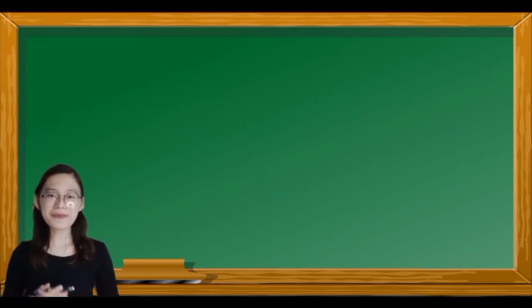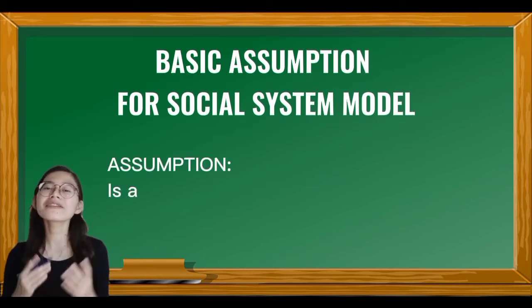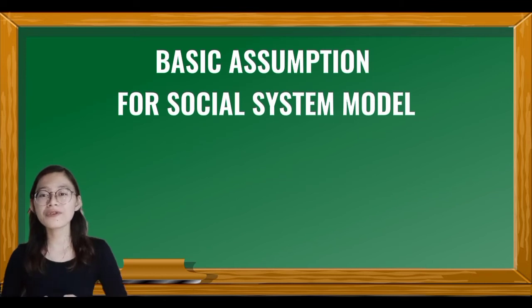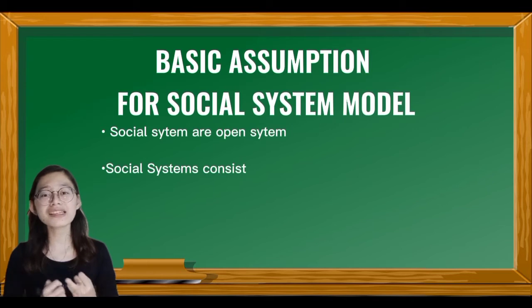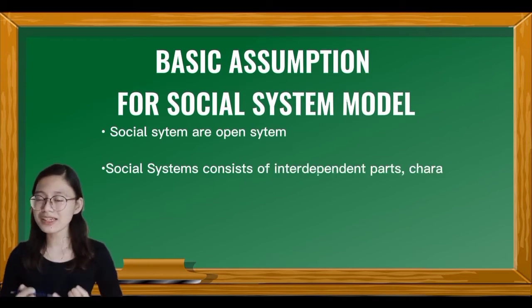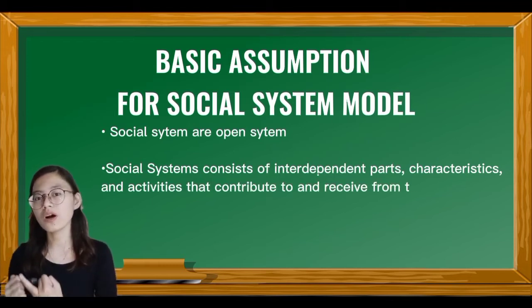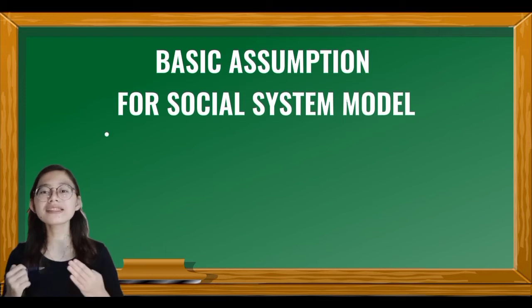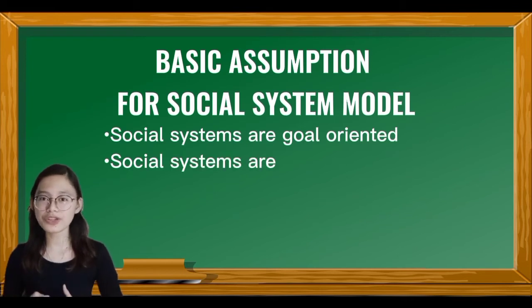Next, we proceed to the basic assumptions for social system model. The word assumption is a fact or statement that is taken for granted. The first basic assumption for social system model is the social systems are open systems. Next, the social system consists of interdependent parts, characteristics, and activities that contribute to and receive from the whole. Also, social systems are people. And for number 4, social systems are goal-oriented. And for the 5th, social systems are structural.